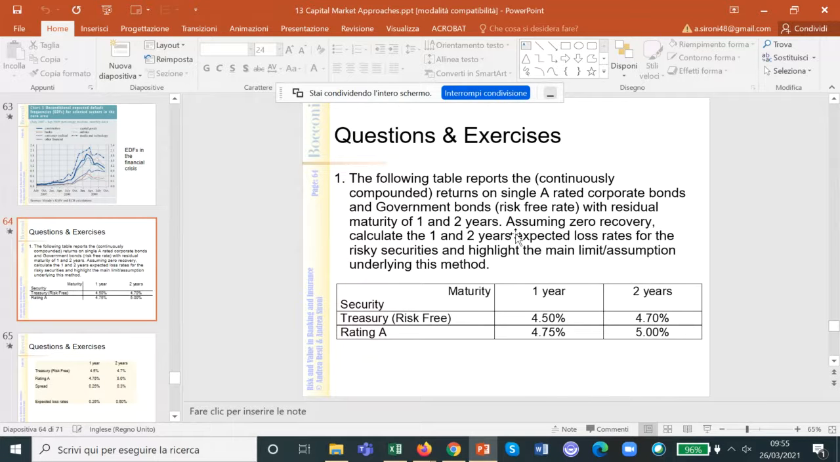Okay, let's look at a couple of questions and exercises. Number one, the following table reports the continuously compounded returns on single A corporate bond and government bond with residual maturity of 1 year and 2 years. Assuming zero recovery, calculate the 1 and 2 years expected loss rate for the risky securities and highlight the main assumption limitation. Okay, here you have, of course, the Excel file.